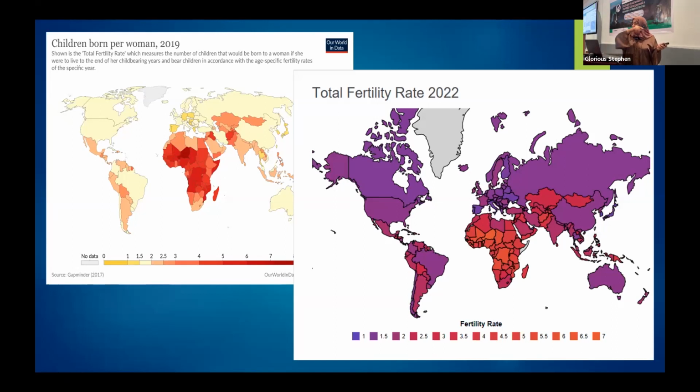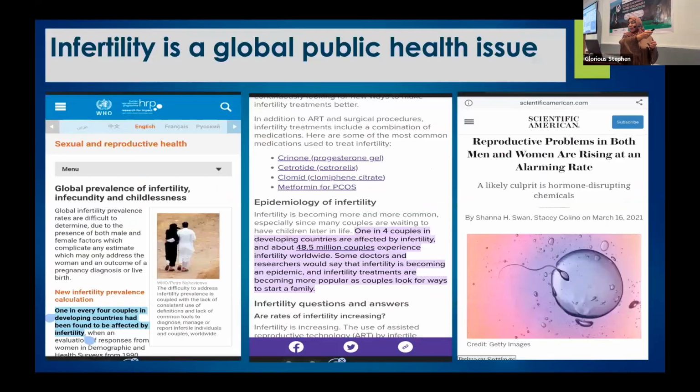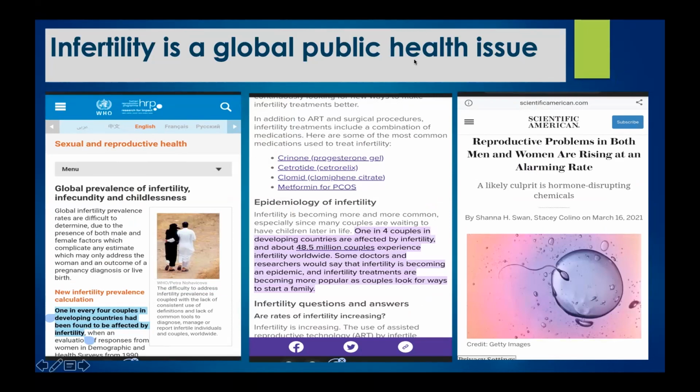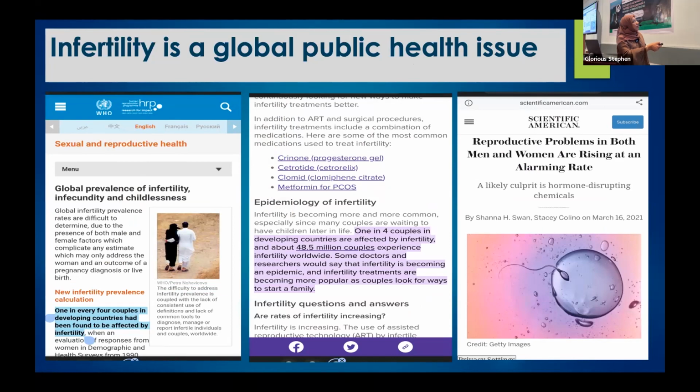So fertility is a global public health issue. It's not only in Oman, it's worldwide. So what does that mean? According to the World Health Organization, 1 in every 4 couples in developing countries have been found to be affected by infertility. It's a serious thing. There are also 48.5 million couples looking worldwide for fertility service. Not only that, we find that this increasing infertility incidence is not only in one area, it's global.